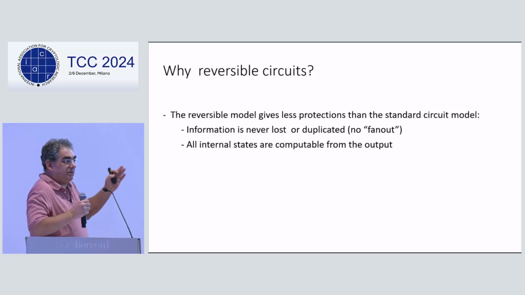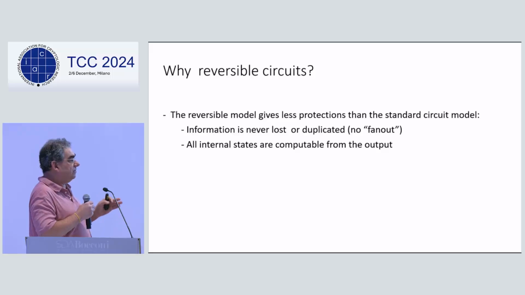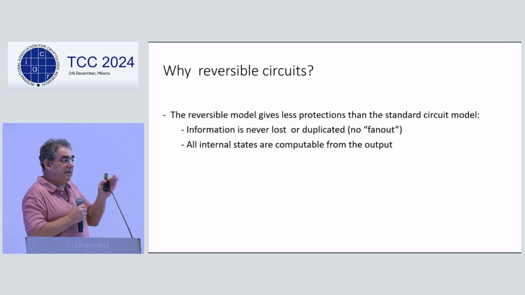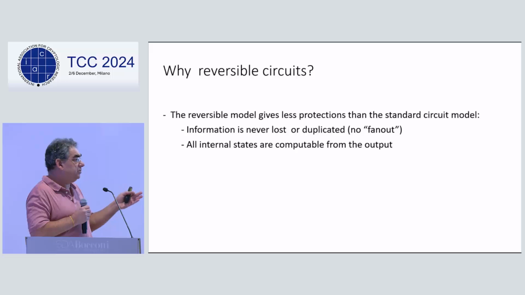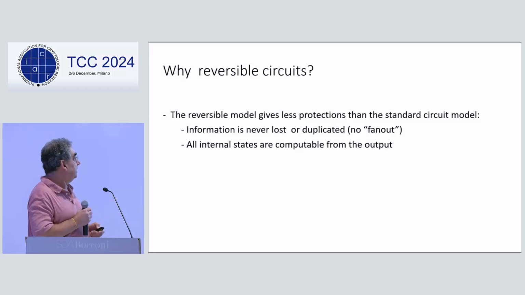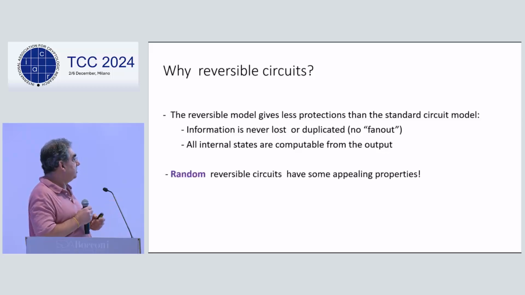So first, just on first principles, the reversible model gives less protection to the programmer. It should be easier to obfuscate. Information is never lost, it's never duplicated, there's no fan-out, and all internal states are always computable from the output. So that's one. But there are much better reasons.